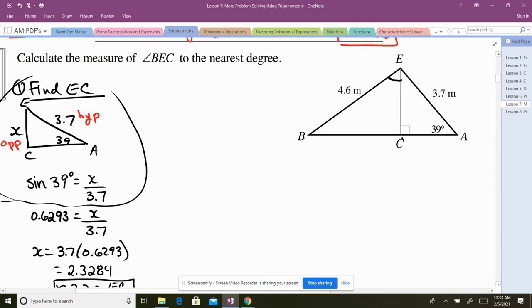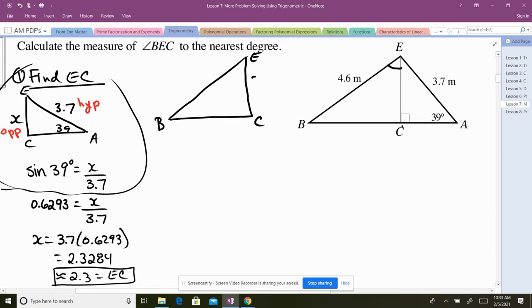Okay, redraw the triangle here. So now we're going to find, what are we actually finding? BEC. Okay. So redraw the triangle. BEC. I know EC is now 2.3. This is 4.6. I always put X, there's our unknown. We'll call Y. We're finding an angle this time, right?